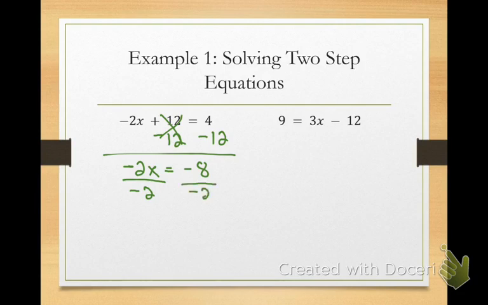So what's negative 8 divided by negative 2? Is it 4 or negative 4? It is positive 4. 2 negatives is an even number of negatives. So that's another rule that can get confusing.